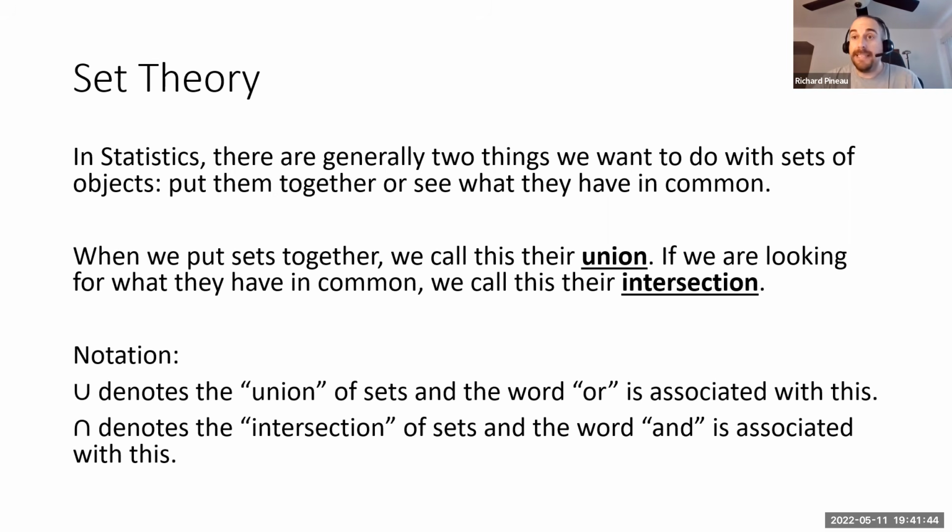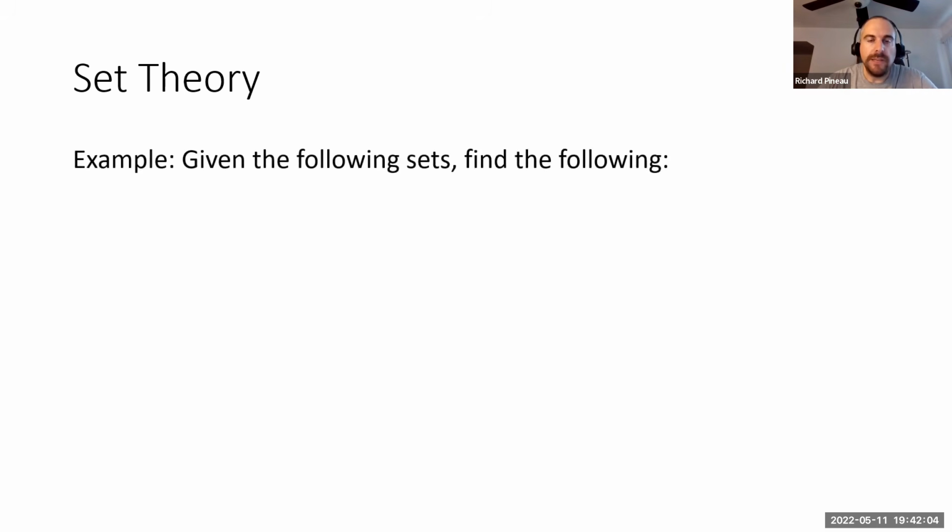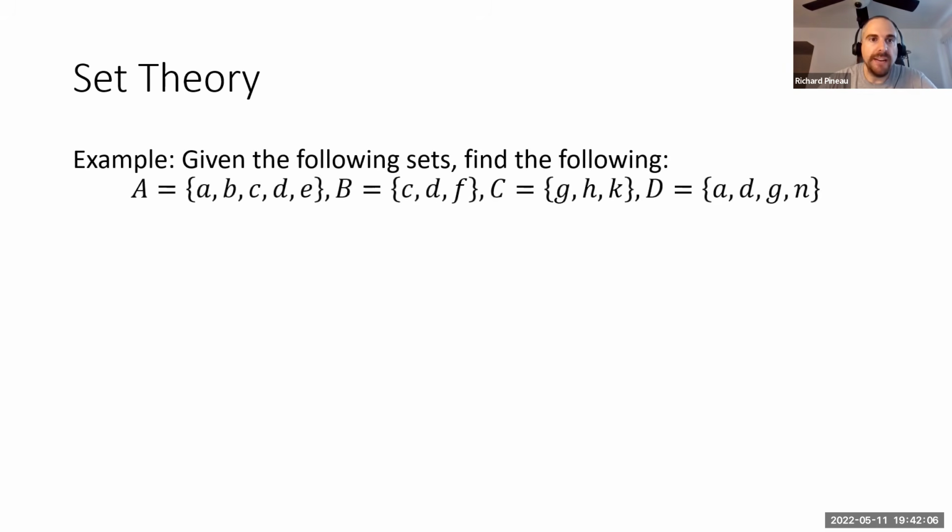We have the upside down union symbol, which denotes the intersection of sets, and the word that we typically use here is "and." So make sure you're paying attention to "or" and "and," very important. "Or" goes along with union and "and" with intersection. So given the following sets, let's find the following. We have set A, set B, set C, and set D. Let's see if we can make sense of this.